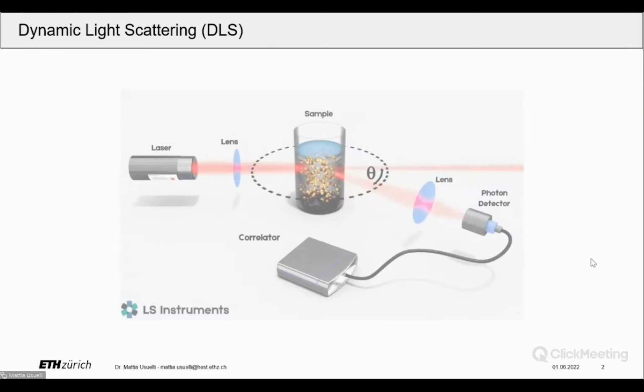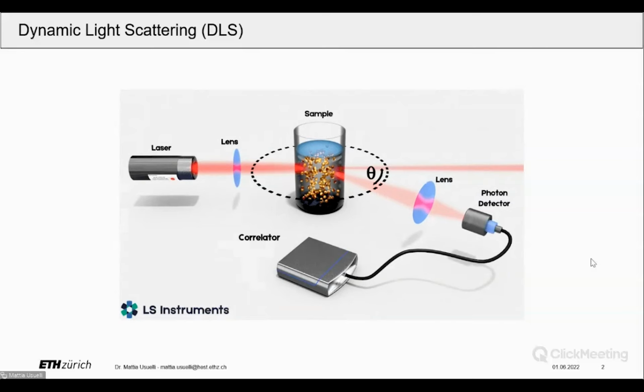So, dynamic light scattering. This is the classical configuration of a dynamic light scattering experiment. We have an incoming laser beam that you can see on the left, and then at a specific angle theta, which, for example, with the LS spectrometer can change, or in other equipment can be fixed, we put a lens and a photon detector, and we look at how the intensity of a specific speckle of light in the far field changes over time.